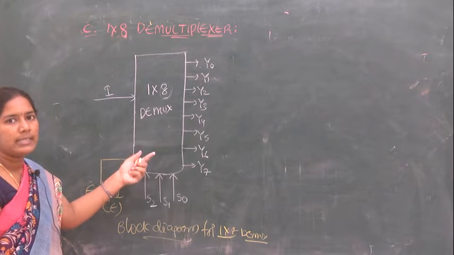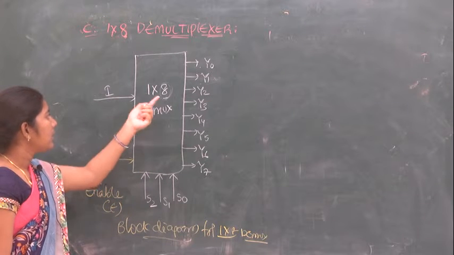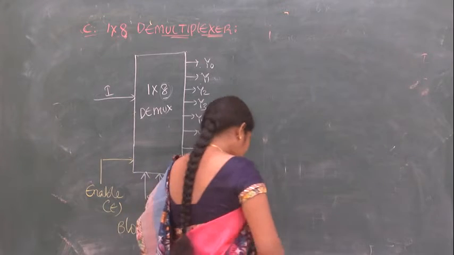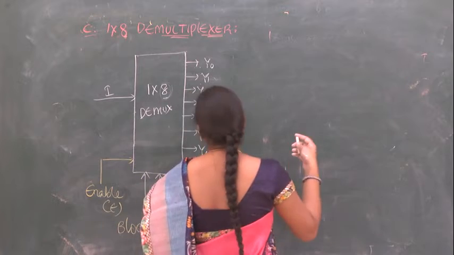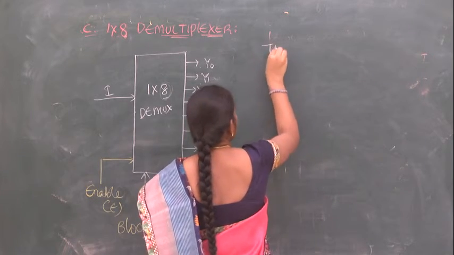Okay. Now the thing is, we need to find the logic diagram which exists in this block. To find the logic diagram, first we require the truth table. From that truth table, we can find the logic expression, right? So I am developing the truth table here.